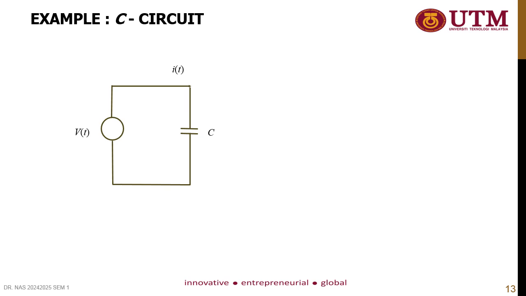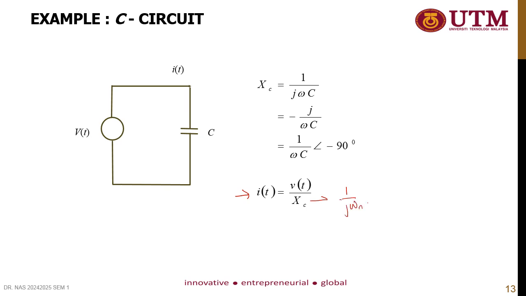Okay, same steps when you have the capacitor inside the circuit. So the XC is equal to 1 over j omega C. So to get It, you divide Vt with XC, in which XC is equal to 1 over j omega n C. So n depending on the frequency at different harmonics number.